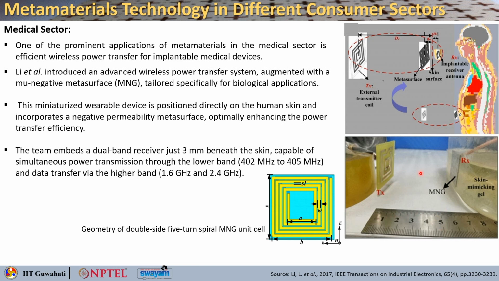So, this is basically the transmitter. This is a skin mimicking gel. So, you have a mu negative metamaterial placed on top of the skin, and just beneath the skin you have your receiver, right. And remember, this has a dual layer. So, the dual layer induced current basically increased in the metasurface, which was transmitted to the receiver side. So, that is how it worked in charging the implantable medical devices through wireless power transfer.